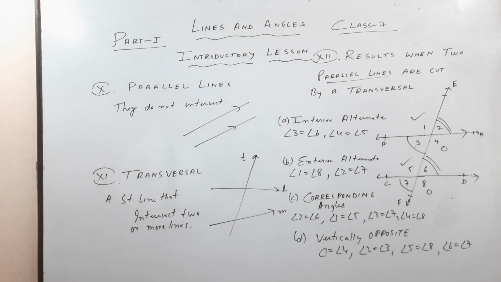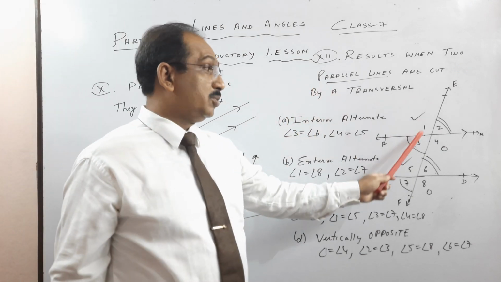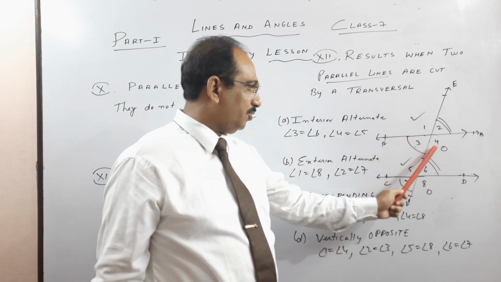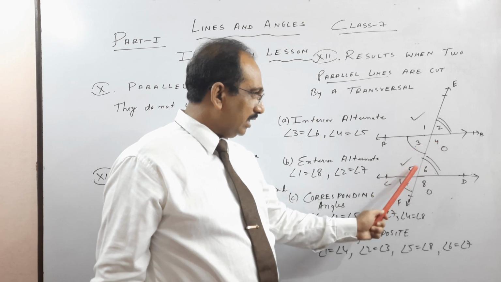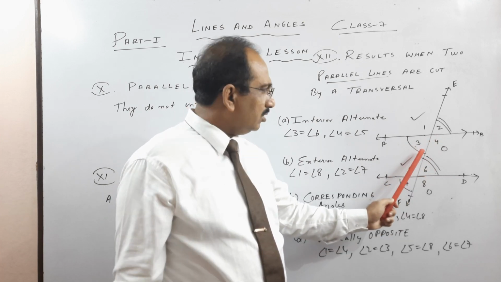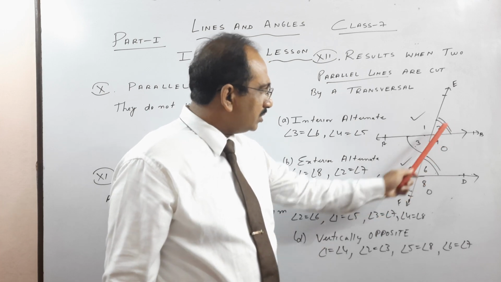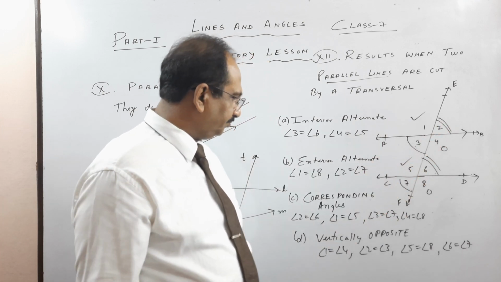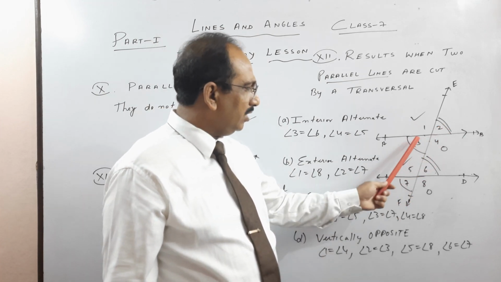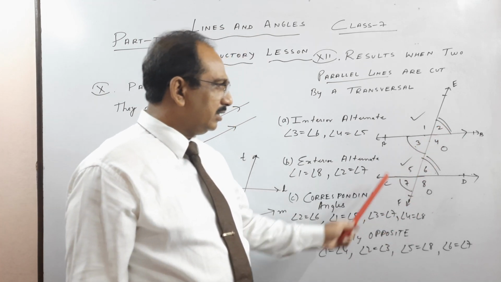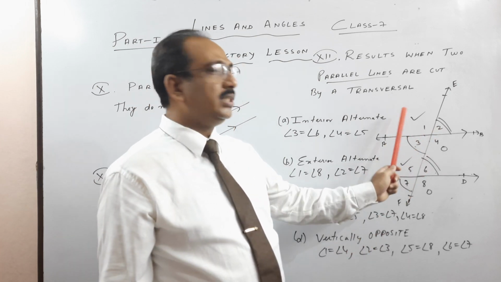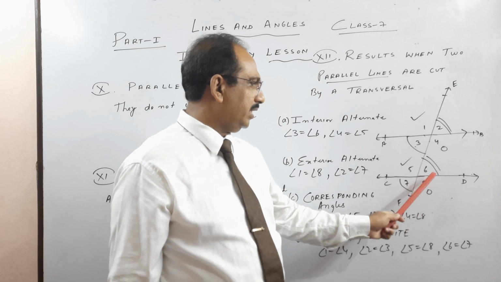See here once more, when two parallel lines are cut by a transversal: interior alternate 3, 6, 4, 5. Alternate, leave this side one, come to here. These two are obtuse and these two are acute. That concept you have to see. Exterior: 2, 7, 1, 8. Next, corresponding, I told you: 2, 6, 1, 5, 3, 7, 4, 8. That pattern you remember, I have drawn over here. Last one, vertically opposite: 1, 4, 2, 3, 5, 8, 6, 7.